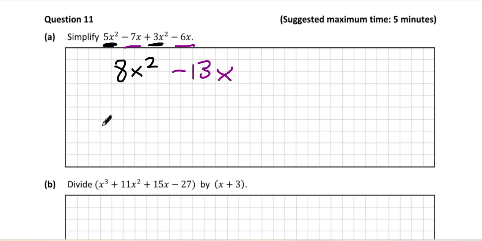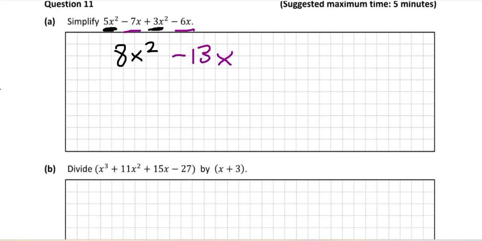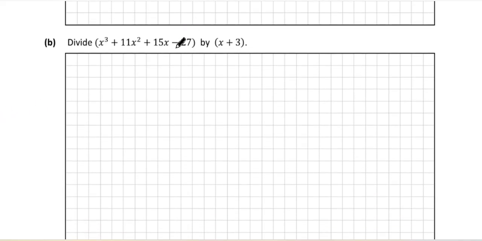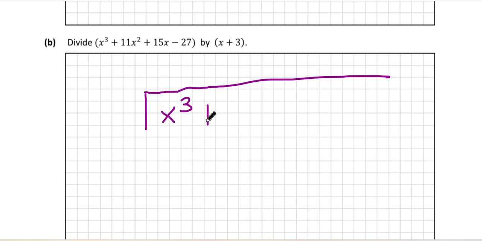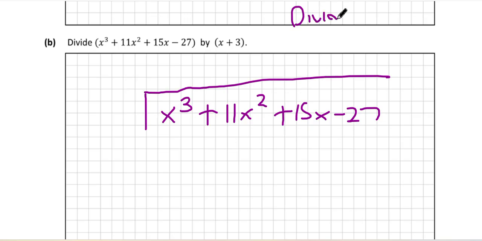Okay. Next one. Divide this by this. So we're going to do long division. And for those of you who were with me in second year, we call this the DMS drop. D is divide, M is multiply, and then S is subtract or change, whichever one you want to do. S or C, okay? Subtract, and then we drop.